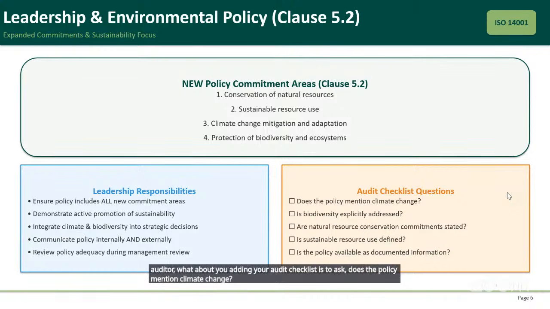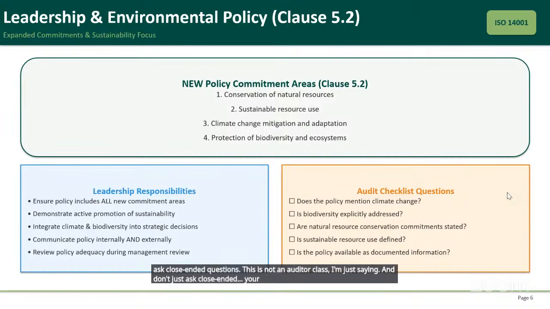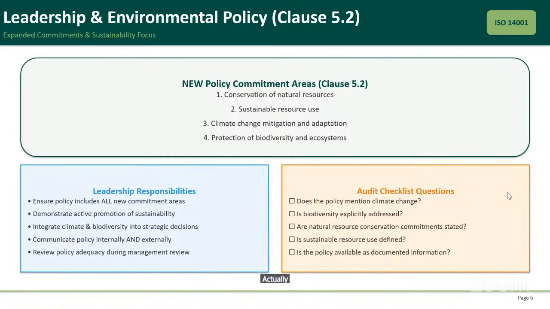Do they have climate change in their policy? And if it does, how does it actually relate to their operations? Because as an auditor, you don't just ask close-ended questions. This is not an auditor class, I'm just saying, you don't just ask close-ended. Your questions must be close-ended, open-ended, and seek clarification. If their policy includes climate change, ask them which aspect of their operations actually involves climate change. Then you start looking at their risks and opportunities and environmental aspects.